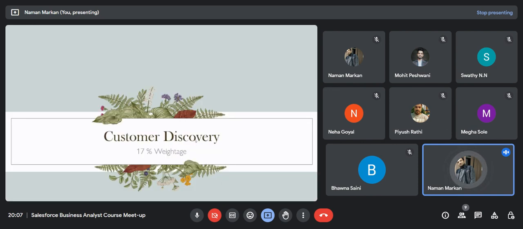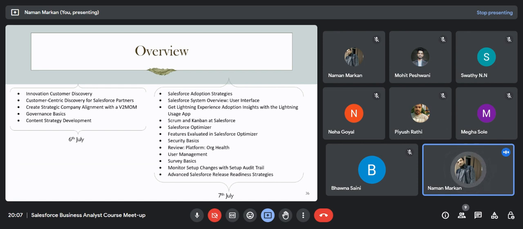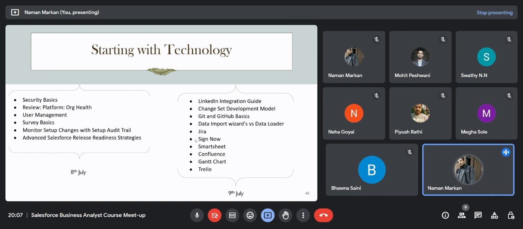Then we moved forward with customer discovery, where we looked at the customer as the center, based on models like V2MOM, why governance is involved, what the basics are, and how we can develop content based on certain strategies. Then we started our Salesforce journey from the basics, covering security and the technological tools with which we can monitor the success of a process.